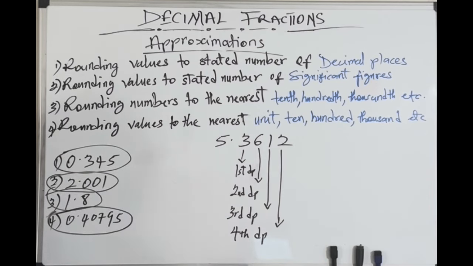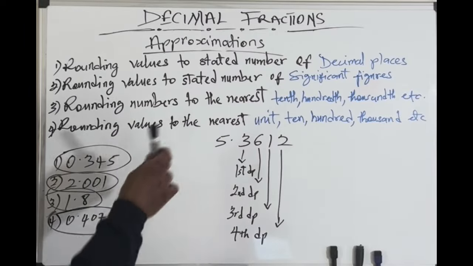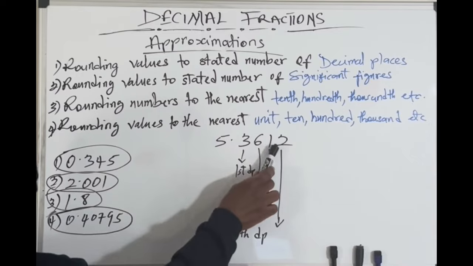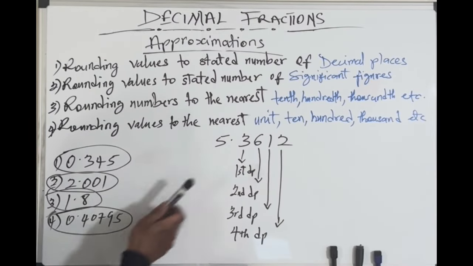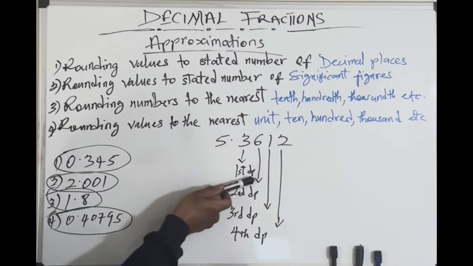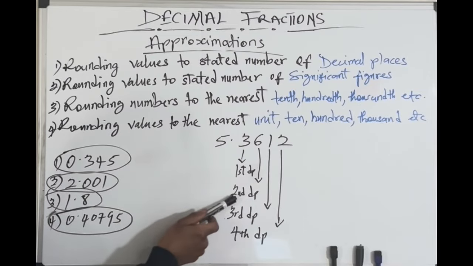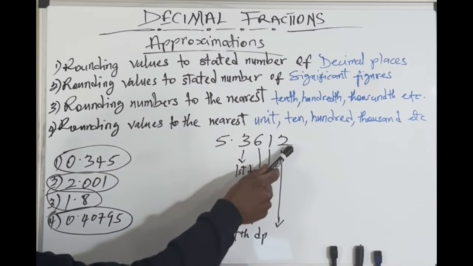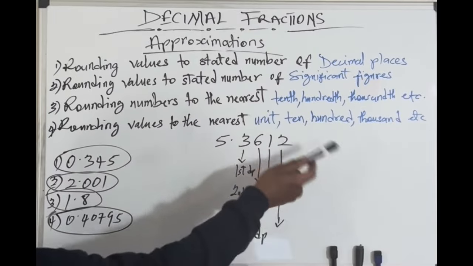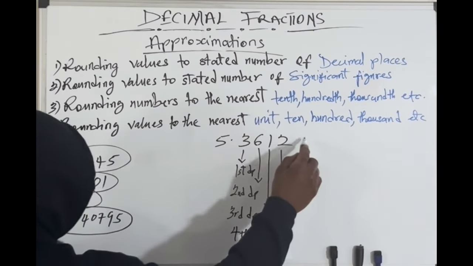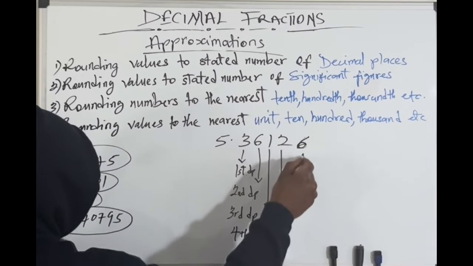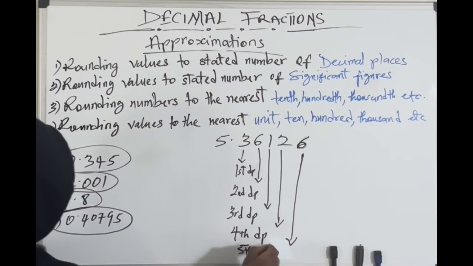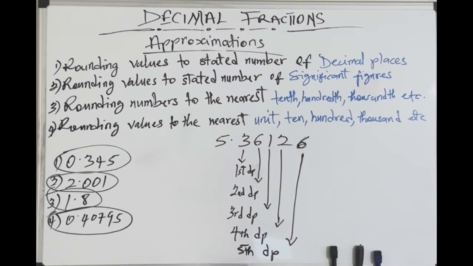We are doing this under decimal places. So we have 5.3612. As I was saying, 3 is the first decimal place, 6 is the second decimal place, 1 is the third decimal place, 2 is the fourth decimal place. If there should be another number, let's say 6, that would be the fifth decimal place. It goes on and on.